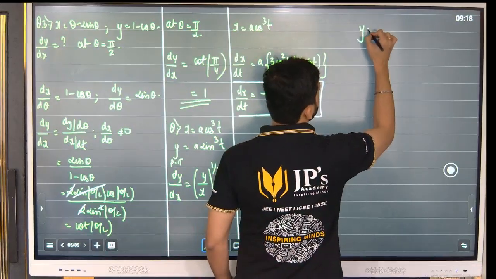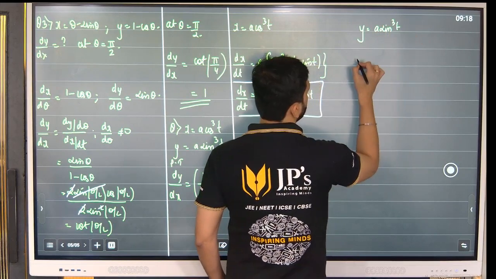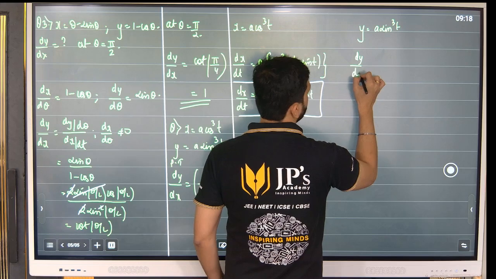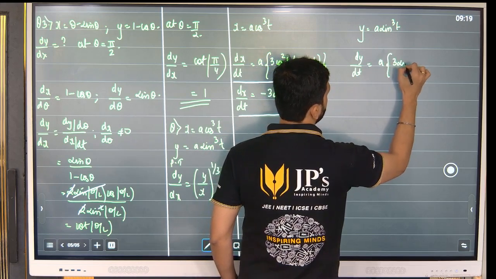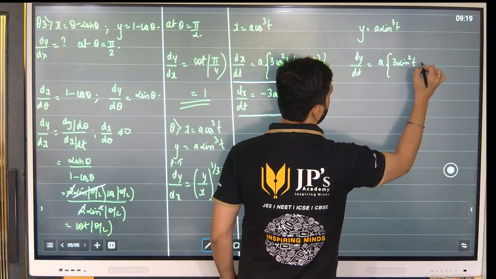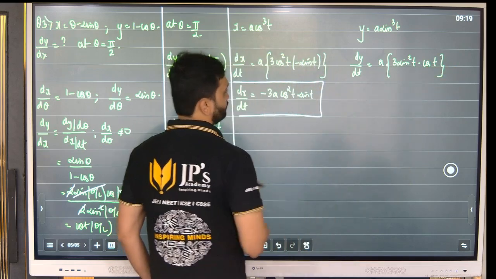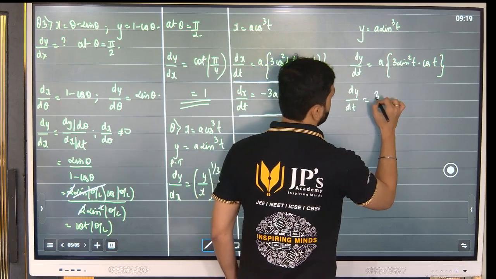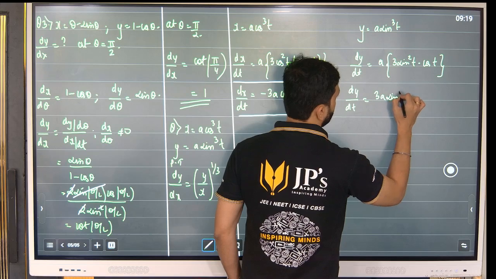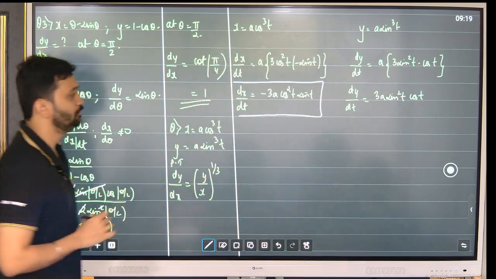y is equal to a sin cube t. Therefore, dy by dt is equal to a times 3 sin square t into cos t, which is 3a sin square t cos t. This is your dy by dt.